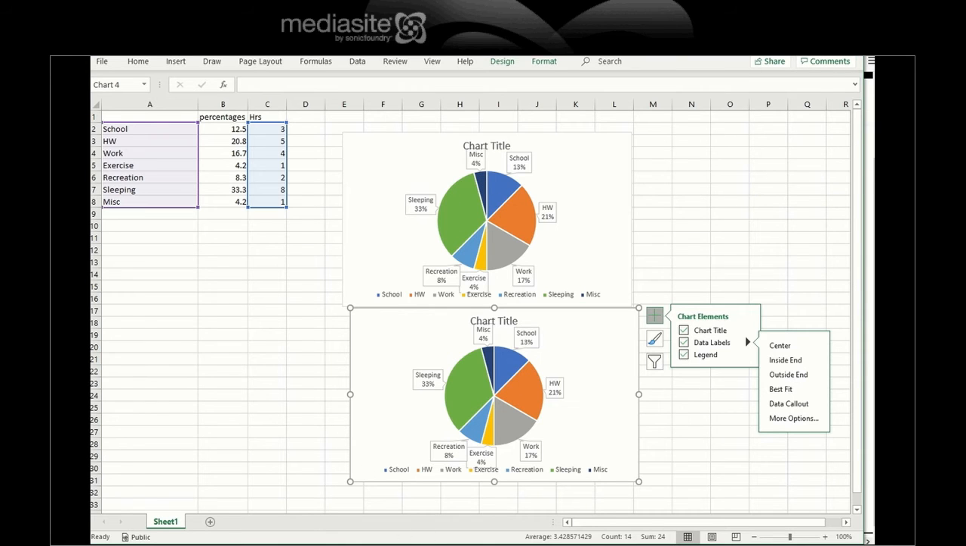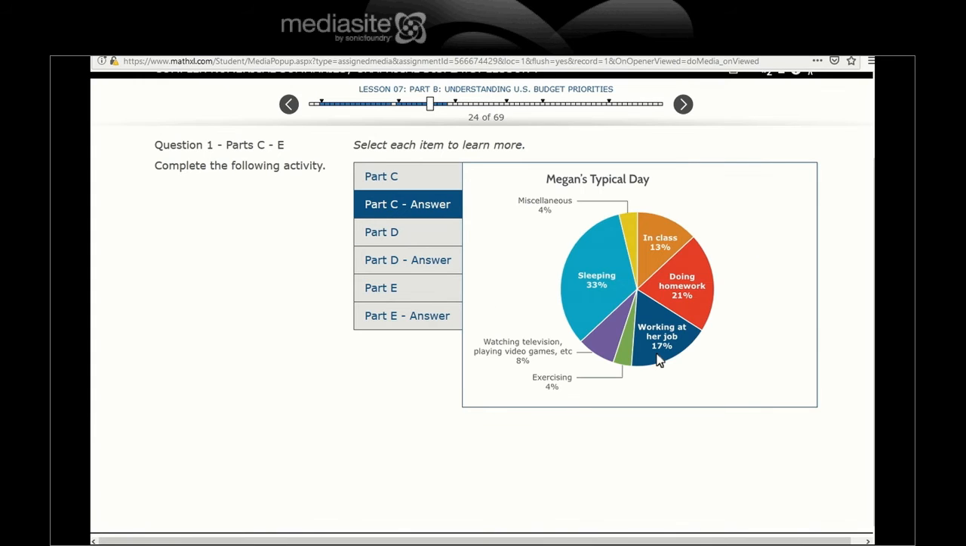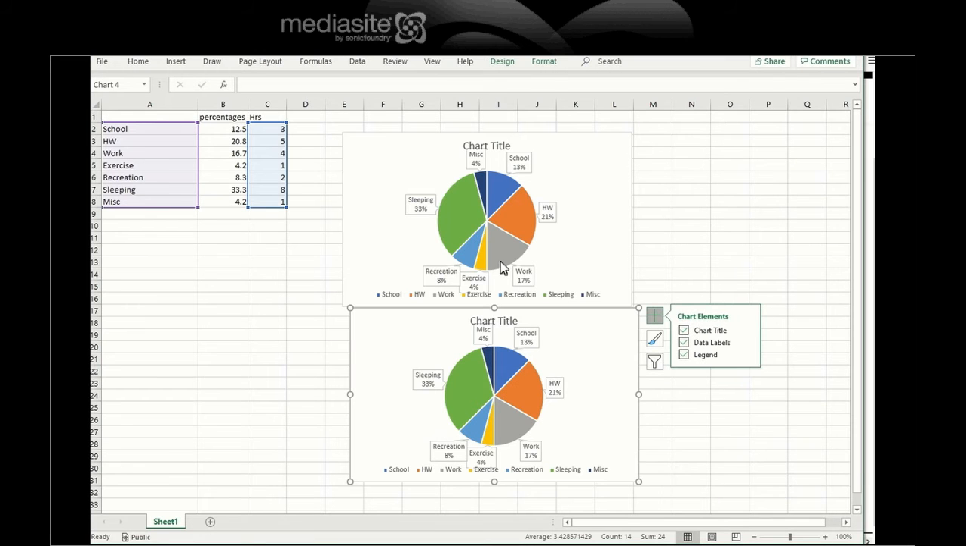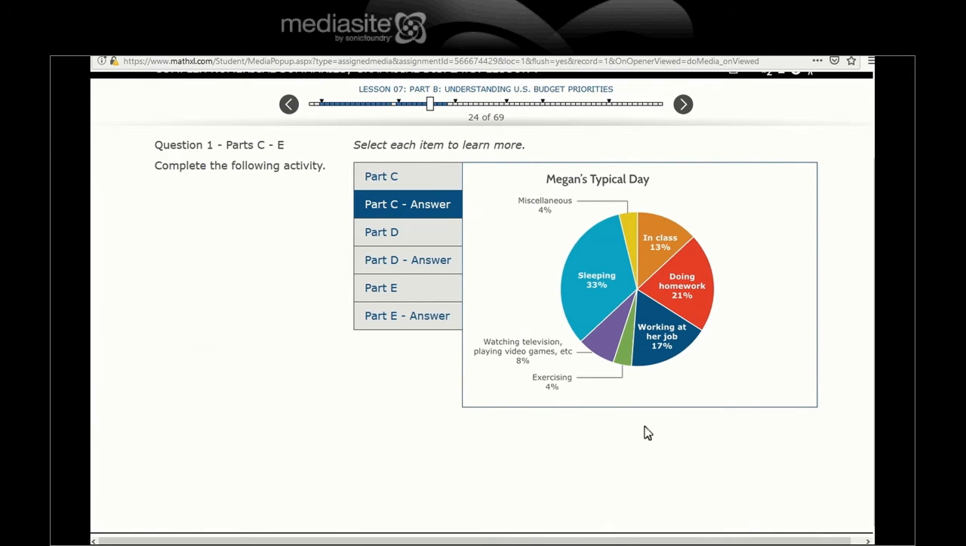Now let's see how that compares to what they want. Okay, homework 21, school 13. In class 13, homework 21. I think we nailed it. We did a good job there.